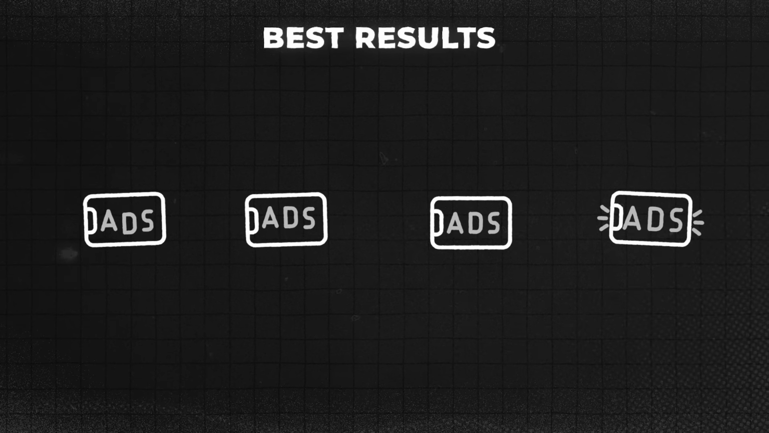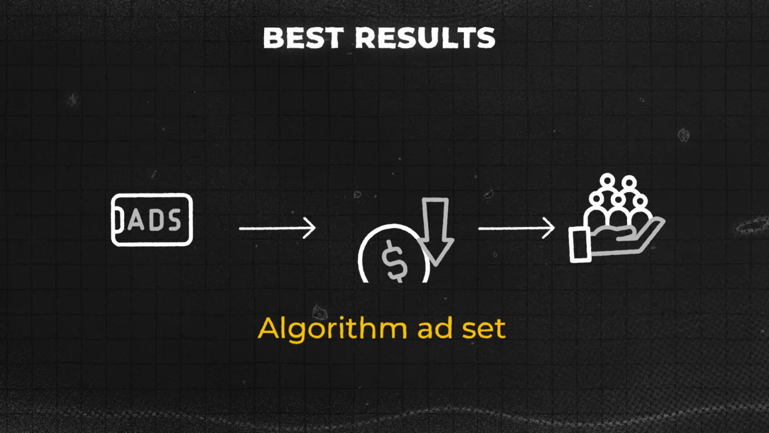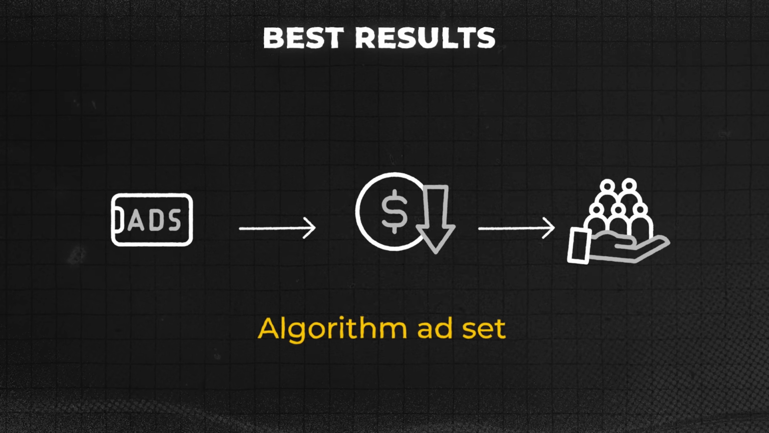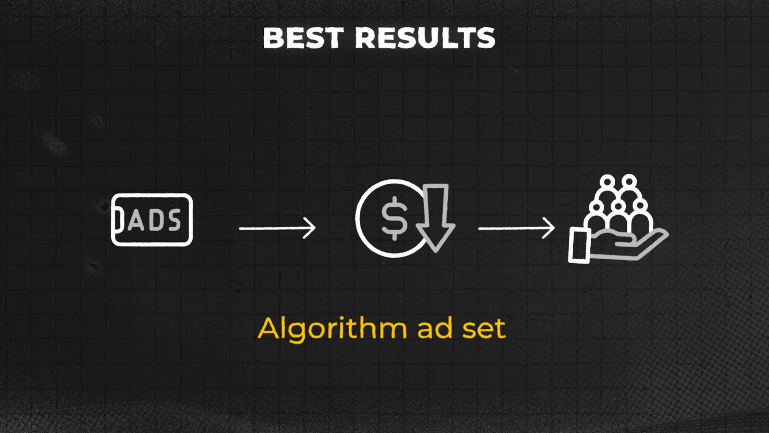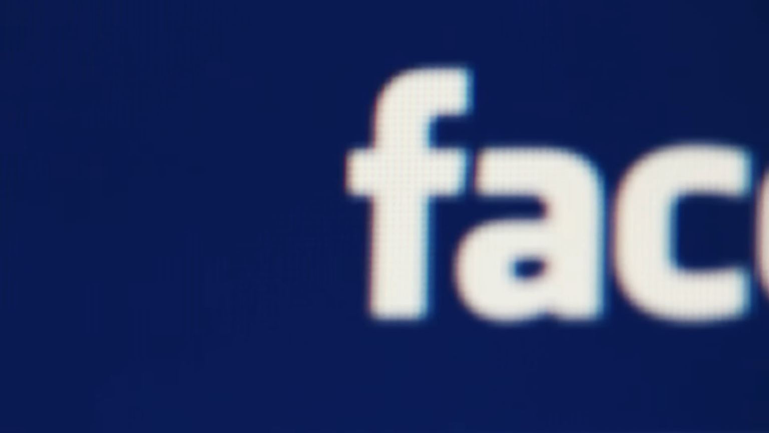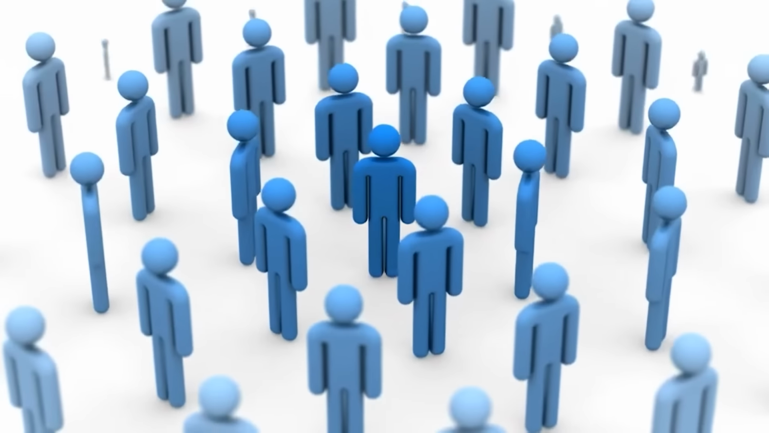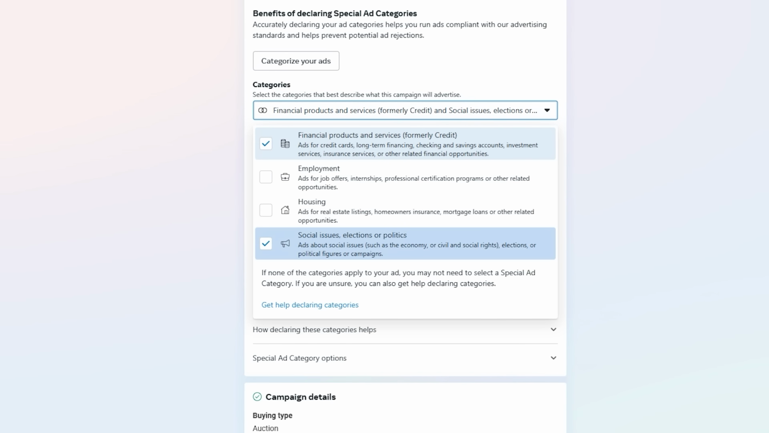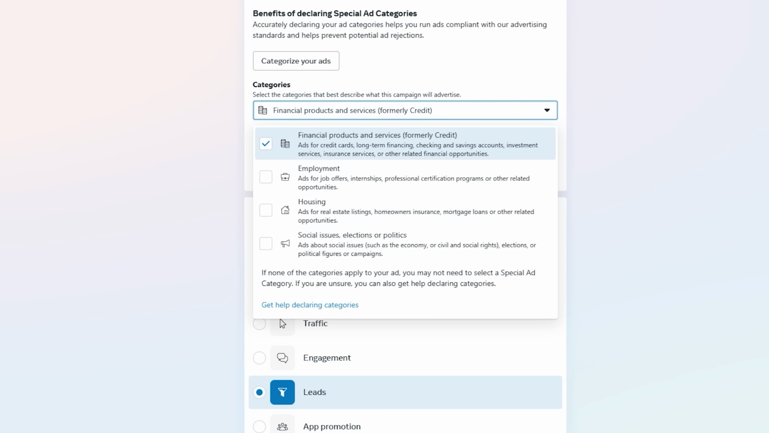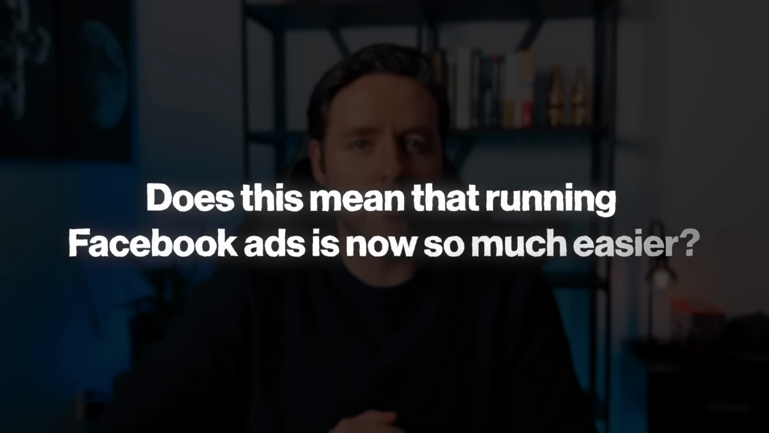And what I've noticed is when I've tested these different ad sets, the one that usually gets the best results, the lowest cost per lead and the most leads, is usually the broadest audience, which is the algorithm ad set that I just mentioned. And I've noticed this trend happening more and more lately. So the question is, if Facebook is now doing a much better job of targeting people with the algorithm, does this mean that your ads are now just easier than ever before to run because you don't need to select any interest, you don't need to do research on any interest to target? Does this mean that running Facebook ads is now so much easier?